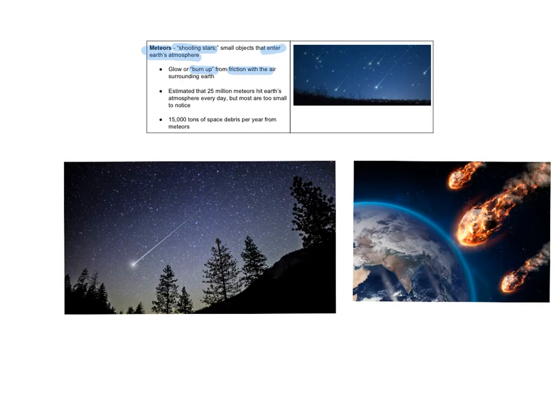And interestingly, it's estimated that 25 million meteors hit Earth's atmosphere every single day, but most are too small to notice. What that adds up to is about 15,000 tons of space debris every year entering the Earth from meteors. But again, mostly that's just tiny little rocks that end up as dust that just kind of drift down to Earth's surface.